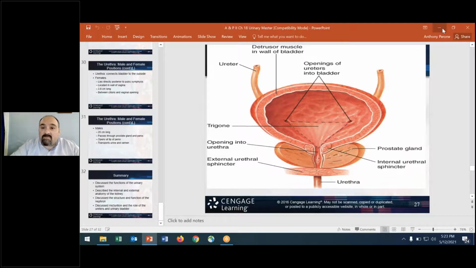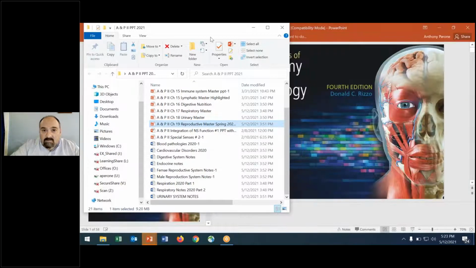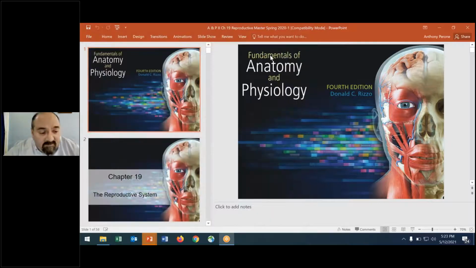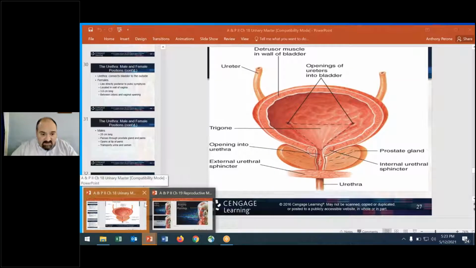So very good. Let's now look at the reproductive system. We spent time on two different evenings looking at the male and female reproductive system. Let's close this out.